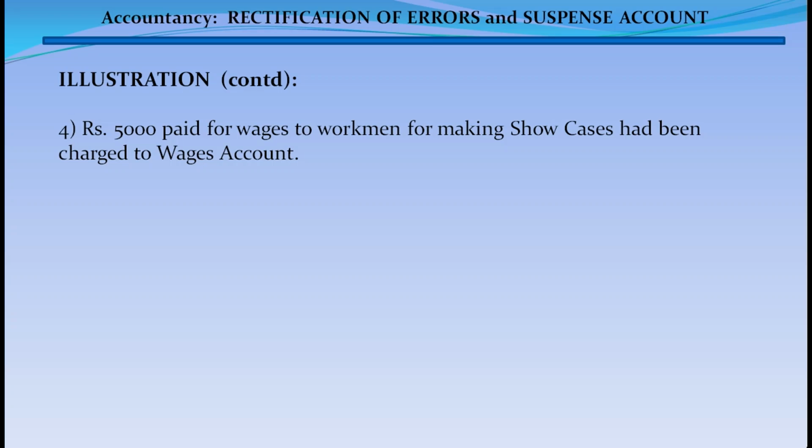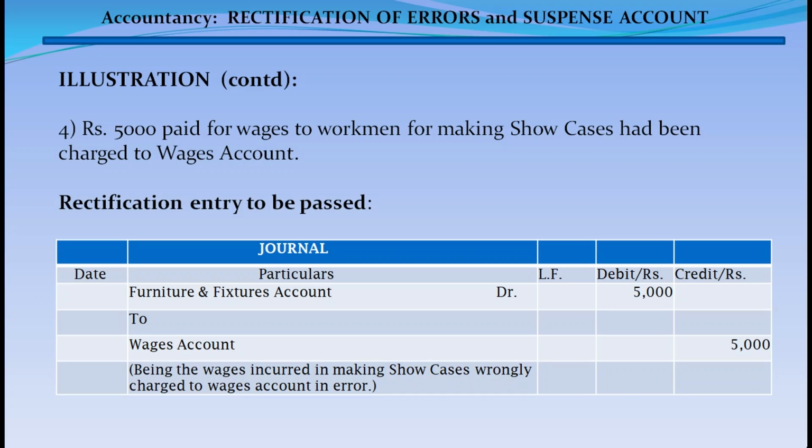4. Rupees 5,000 paid for wages to workmen for making showcases had been charged to wages account. Rectification entry to be passed. Furniture and fixtures account debtor 5,000 to wages account credit 5,000, being the wages incurred in making showcases wrongly charged to wages account. As the showcase is a furniture item, furniture account has to be debited and wages account should be credited to rectify the error.